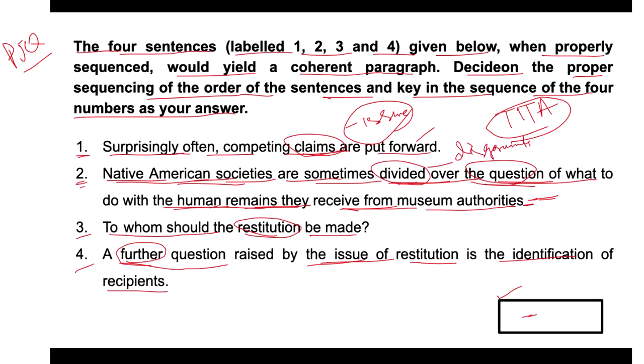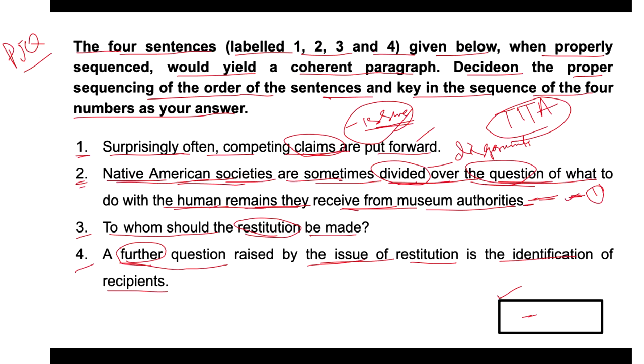Now, this can be called an introductory sentence, but I'm not sure about it. I'm just pointing to it as the introductory sentence. Why? Because the first sentence stated the issue, competing claims are put forward. So what did the second sentence state? It might be the issue stated in option two, where Native American societies are sometimes divided over the question of what to do with the human remains they receive from museum authorities.